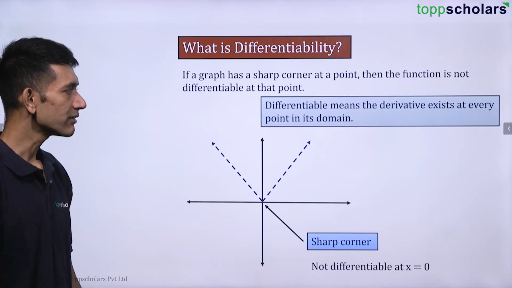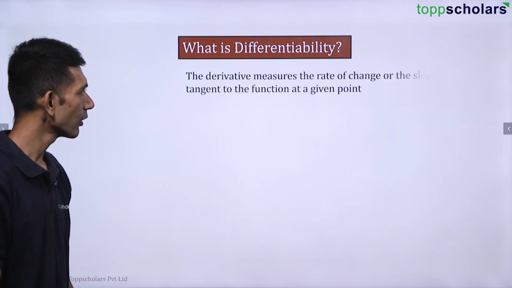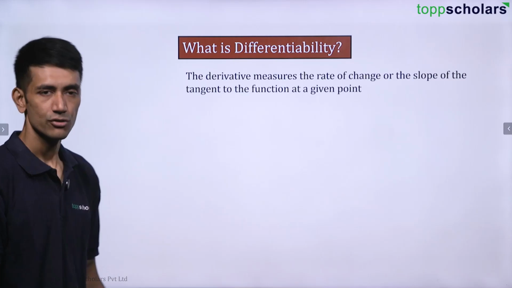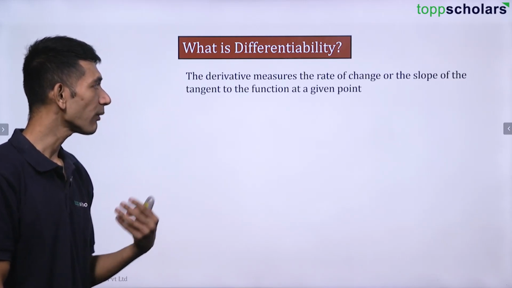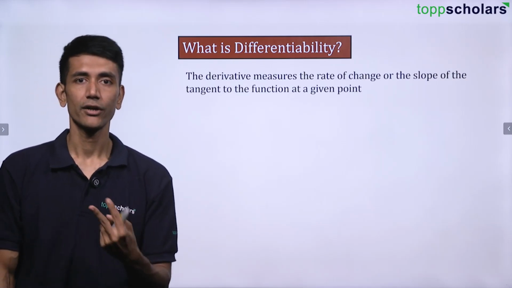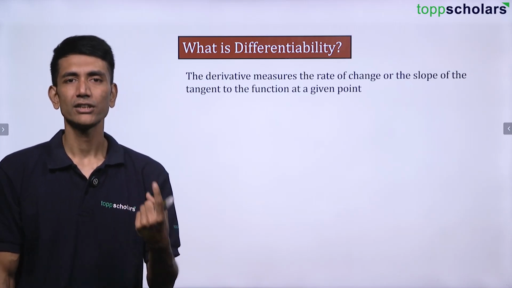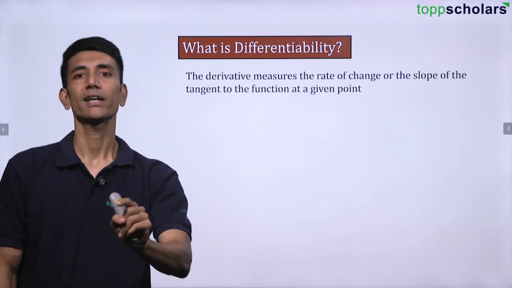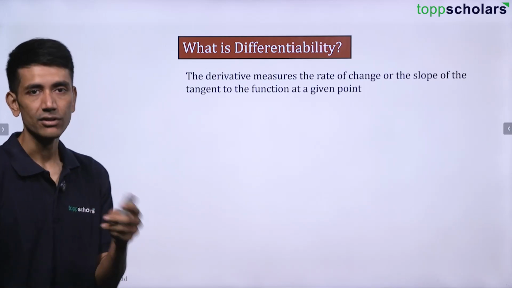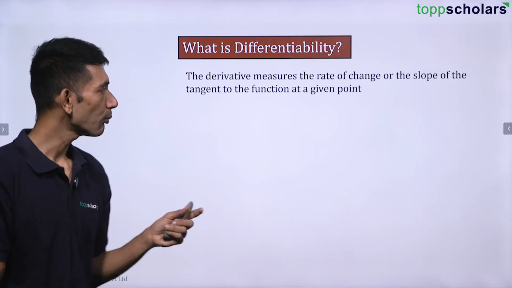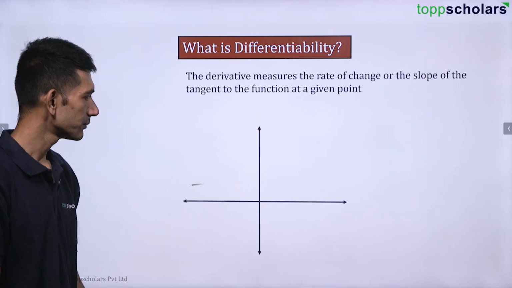So differentiable means the derivative exists at every point in the particular domain, right? The derivative measures the rate of change. So what exactly is a derivative? It is nothing but the rate of change or the slope of the tangent to the function at a given point. So there are two meanings of derivative. One is the rate of change. We're going to use the rate of change concept more in our application of derivatives chapter. And the other meaning is the slope of the tangent to the curve at a particular point. That is the meaning of derivative.